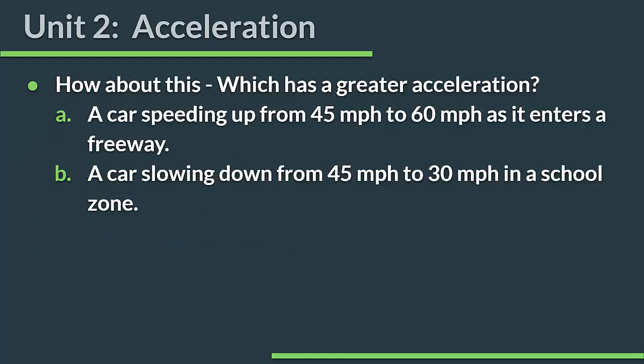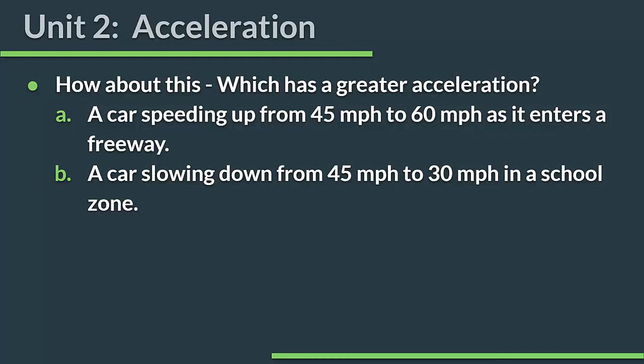Here's another question to think about. Which has a greater acceleration? A car speeding up from 45 miles per hour to 60 miles per hour as it enters a freeway ramp, or a car slowing down from 45 miles per hour to 30 miles per hour in a school zone? I didn't quite give you enough information to answer this question. So let's assume that both of these two events take place over the same amount of time, maybe 10 seconds.